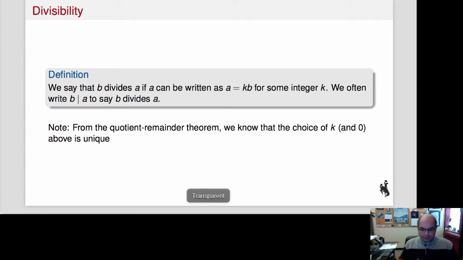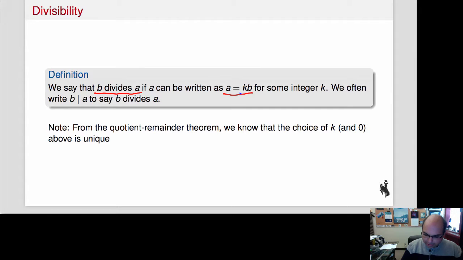We've proved the quotient remainder theorem, and so the next thing that I want to do is look at some really quick and useful applications of this theorem. So here's our first one. It's about divisibility. I have two integers, a and b, and I'm going to say that b divides a. What that means is that a can be written as k times b for some integer k.